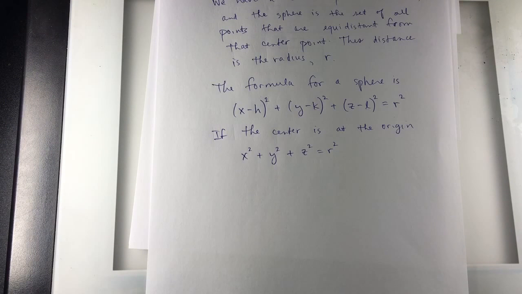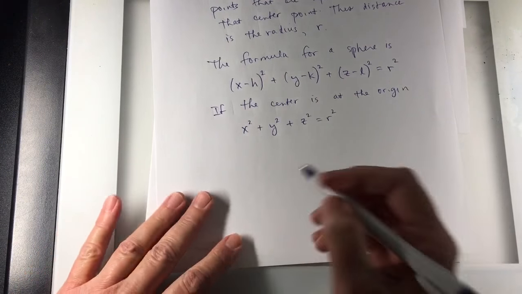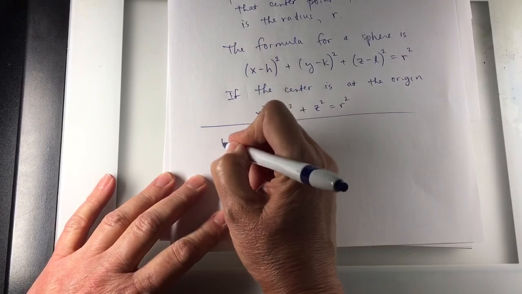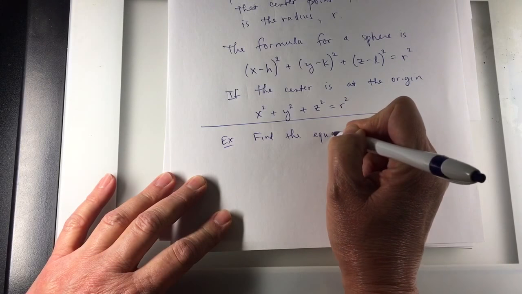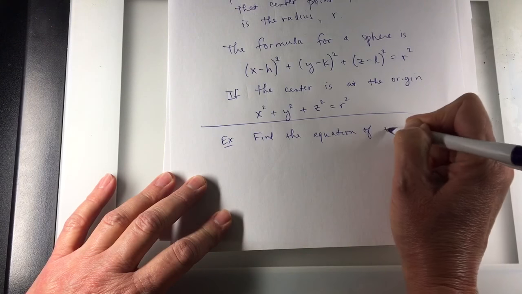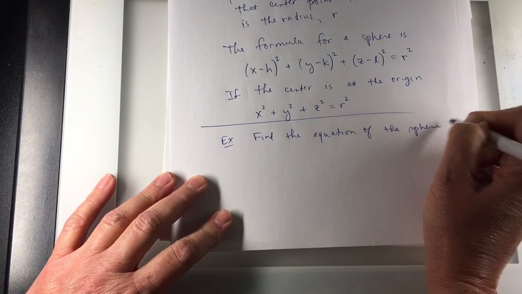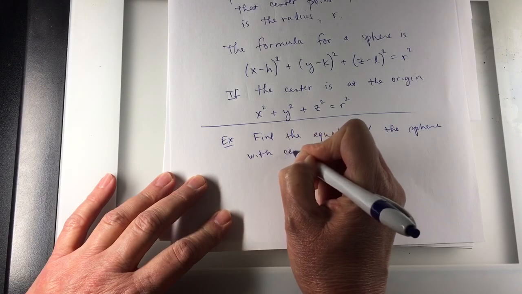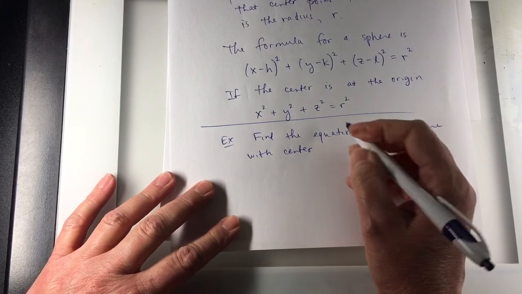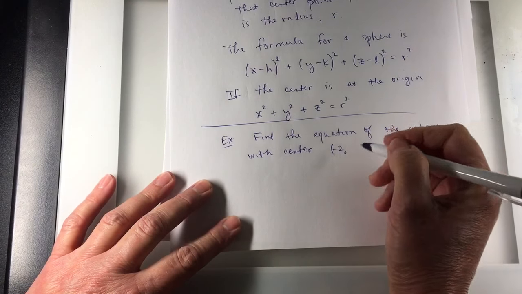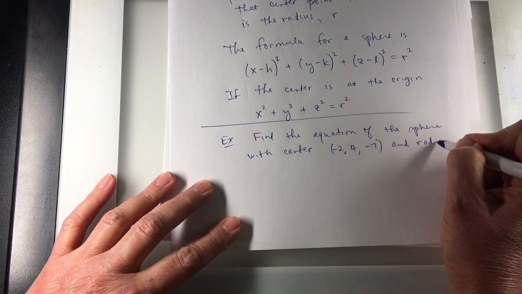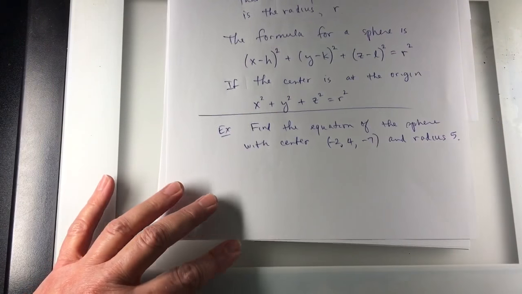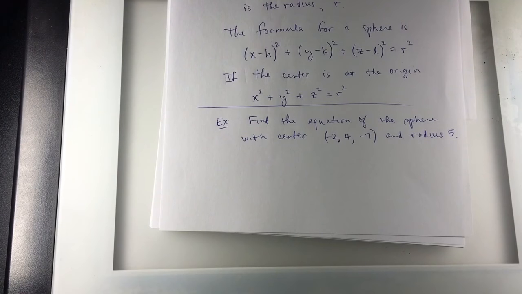Okay, I'm going to do an example. Find the equation of the sphere with center -2, 4, -7, and radius 5. Okay, that should be an easy problem, right?